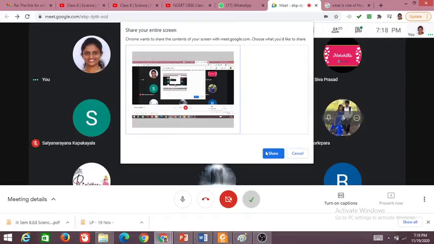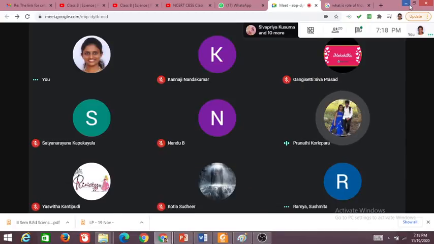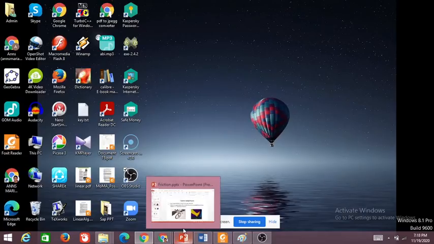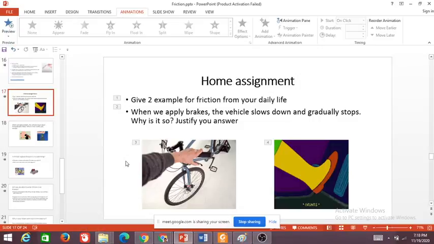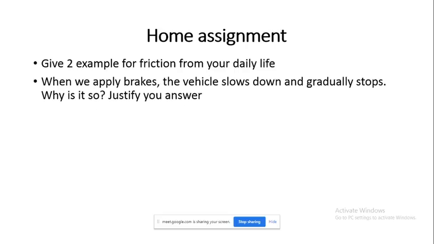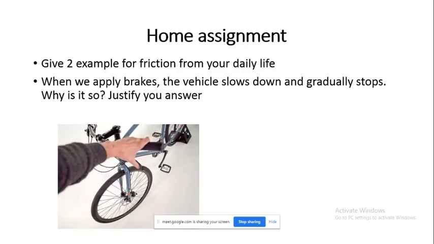When we apply brakes, the vehicle slows down and gradually stops. Why is it so? Justify your answer. Yeah, so did you get that answer? So let's discuss the second question first, right? And then we'll go to the first one. It was a simple question. So when we apply brakes, the vehicle slows down and gradually stops. Why is it so? So I'd like to ask. Let me ask.